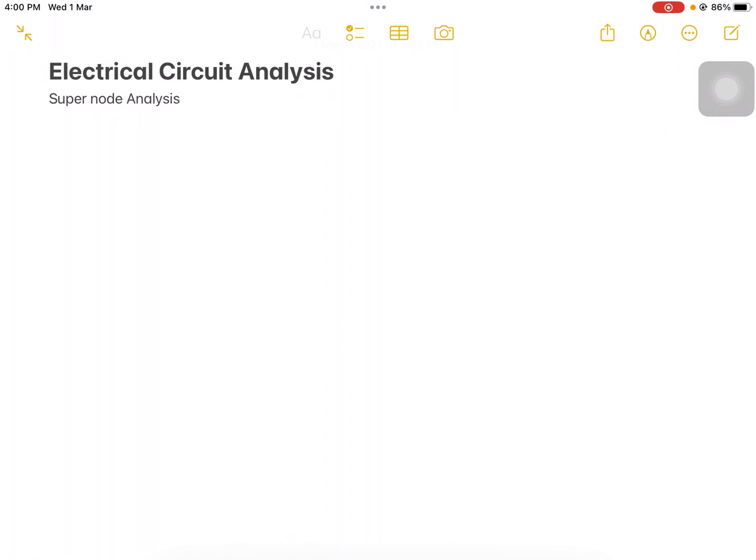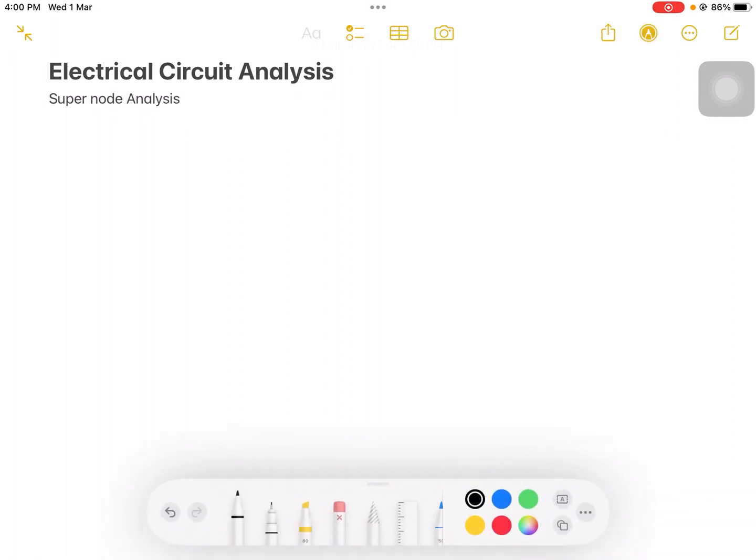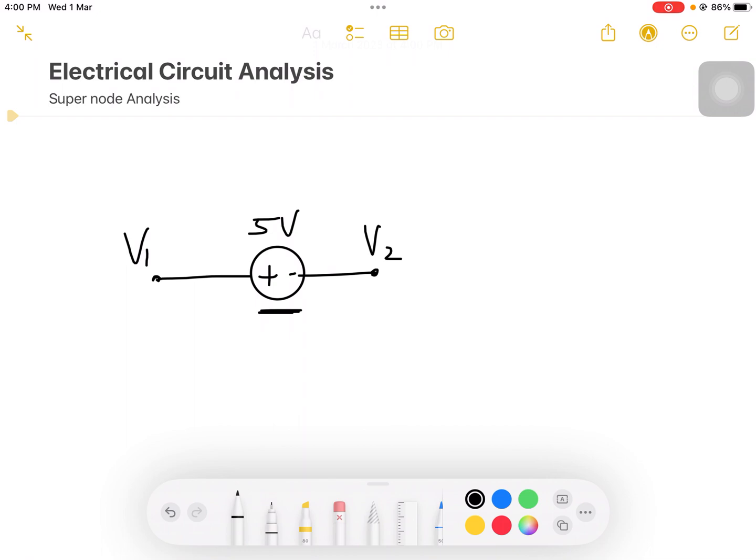So what is a super node? A super node is nothing but whenever we have a voltage source, let me take this as a voltage source, connected between two voltage nodes. Let me take them as V1 and V2, and let me take this as 5 volts. Now there is a voltage source between two nodes without connecting any circuit elements. So this voltage source is connected between V1 and V2 node without any circuit elements.